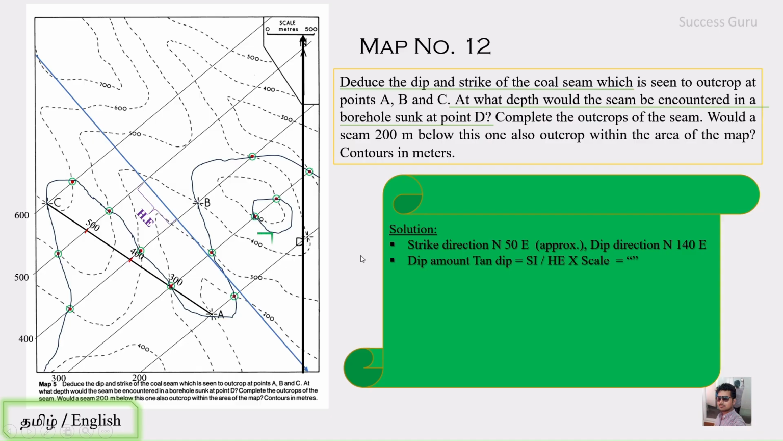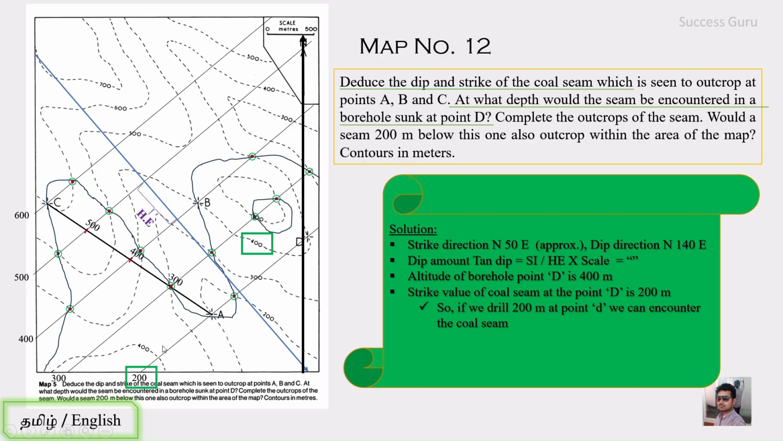To solve this, we need two things. One is the elevation of that particular point. The point D is exactly over this contour, and the contour value is 400 meters. So the altitude of point D is 400 meters. And we should also know the altitude of the coal seam at that point, which we can find using the strike value. There is a strike that passes exactly over this point D, and the strike value is 200 meters.